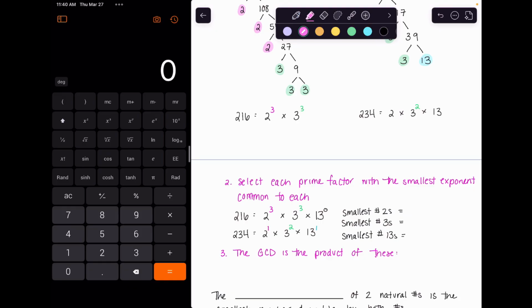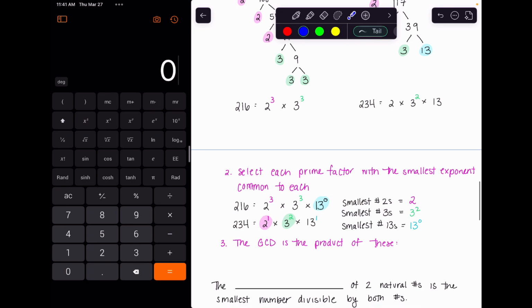So my smallest number of 2s comes from this one. I have a single 2. My smallest number of 3s, if I compare them, is 2. So this is my smallest number of 3s, which is 3 squared. Okay. And then my smallest number of 13s is none of them, because one of them does not have anything. Okay. So I'm going to take the product of these three, and that is my greatest common divisor.